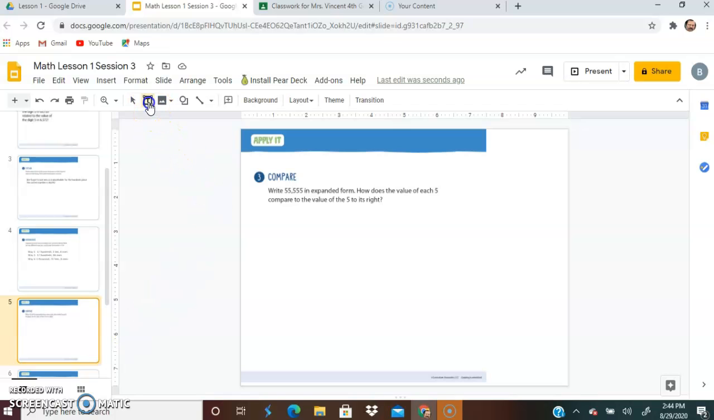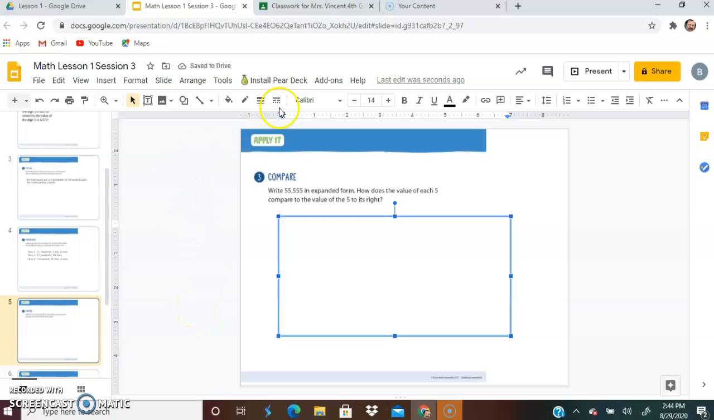Okay, guys, the answer to number 3, we're writing this in expanded form. So what you should have done is written it like this. You should have said 50,000 plus 5,000 plus 500 plus 50 plus 5. Okay, that's the expanded form.